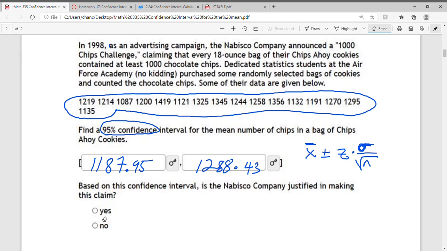Based on this confidence interval, is the Nabisco company justified in making this claim? Yes, they are justified in making this claim. If you look at our confidence interval, we have numbers that are larger than 1,000. They're claiming at least 1,000 chocolate chips per bag of their Chips Ahoy cookies. Since we are 95% confident that their interval is larger than 1,000, we believe them. We are 95% confident that they're telling the truth.